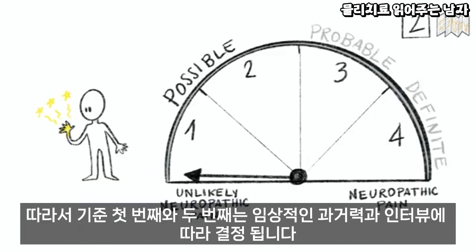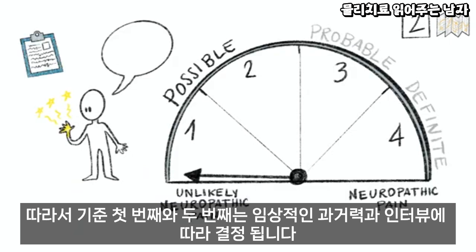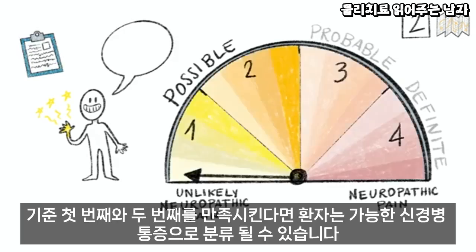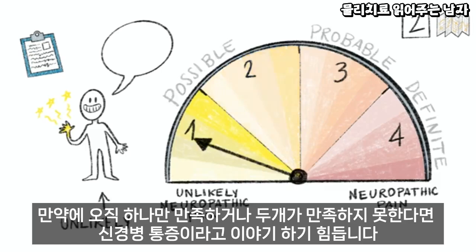So, both criteria 1 and 2 depend on a careful clinical history and interview. This means listen to your patient. If both criteria 1 and 2 are fulfilled, then a patient's presentation is classified as possible neuropathic pain. If only one or none of these 2 criteria are fulfilled, the presentation is considered to be unlikely neuropathic pain.